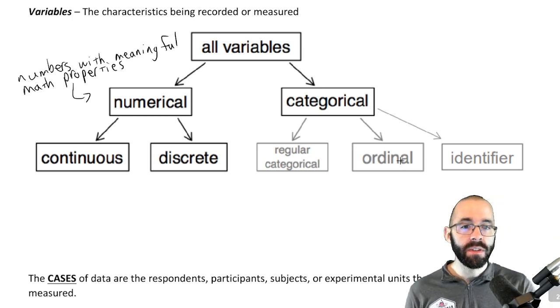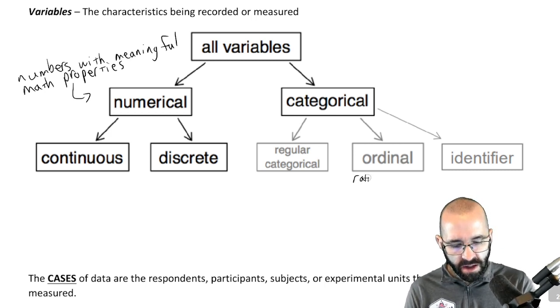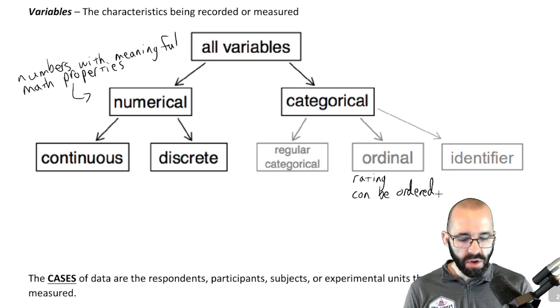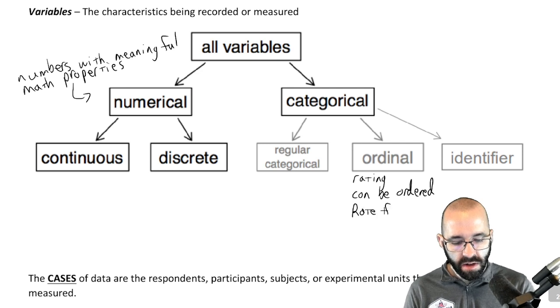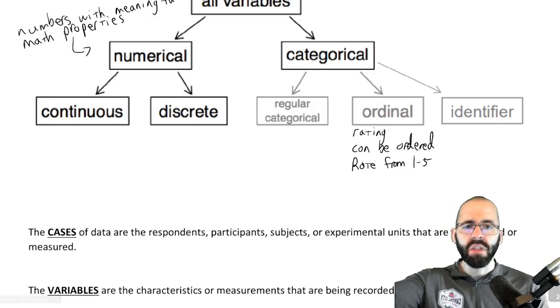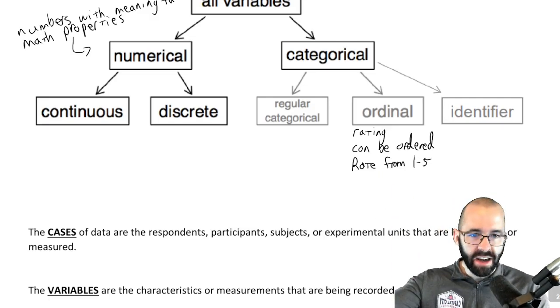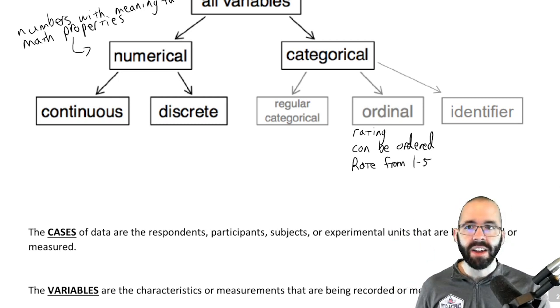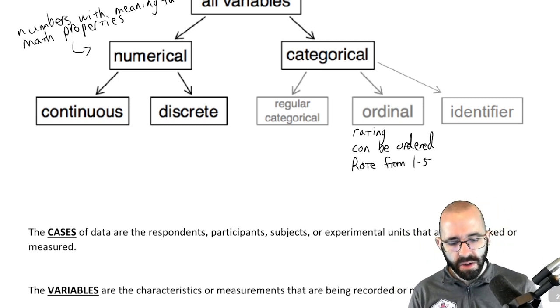So let's skip over the other ones real quick, and look at ordinal and identifier variables down here, which are different ways of classifying categorical variables. Ordinal is going to be some kind of rating. It basically just means it can be ordered. An example is rating something from 1 to 5. That would be ordinal, so it's a number. I give it a 3, medium satisfied, or a 4, very satisfied. That sort of thing.